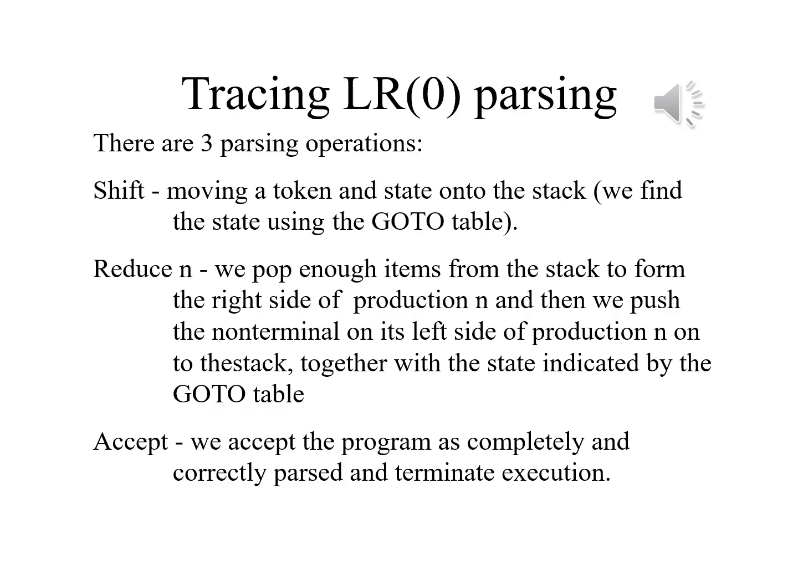Reduce by production N, where we pop enough items from the stack to form the right side of production N, and then we push the non-terminal on its left side onto the stack, together with the state indicated by the goTo table. Lastly, there is accept, where we accept the program as completely and correctly parsed and terminate execution.